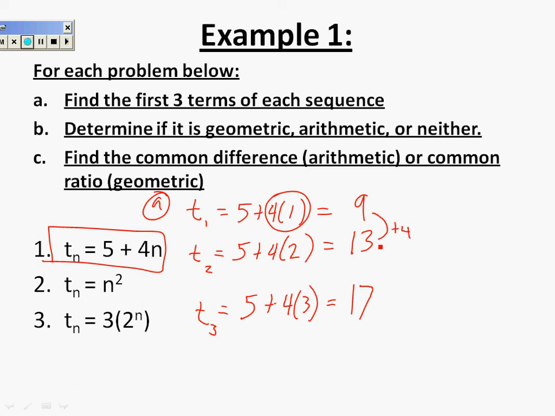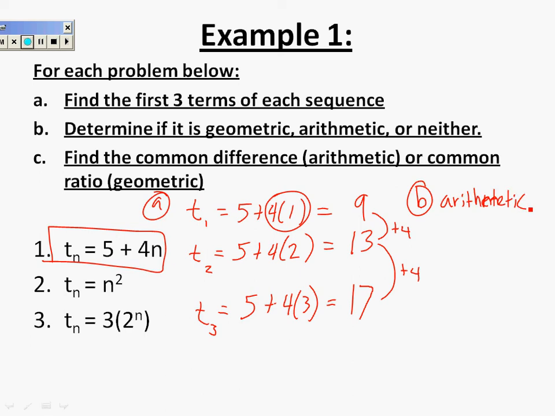Now, here's the thing, though. You could do that with any 2 terms. So that doesn't tell us if it's arithmetic or geometric. In order for it to be arithmetic or geometric, it has to do the same thing to get from the second term to the third term. So let's see that. If I add 4 to 13, do I get 17? So there you go. That's enough information right there. We're adding 4 both times. When we're adding, is that arithmetic or geometric? That's arithmetic. So the answer to part B is arithmetic, because we're adding 4 every time.